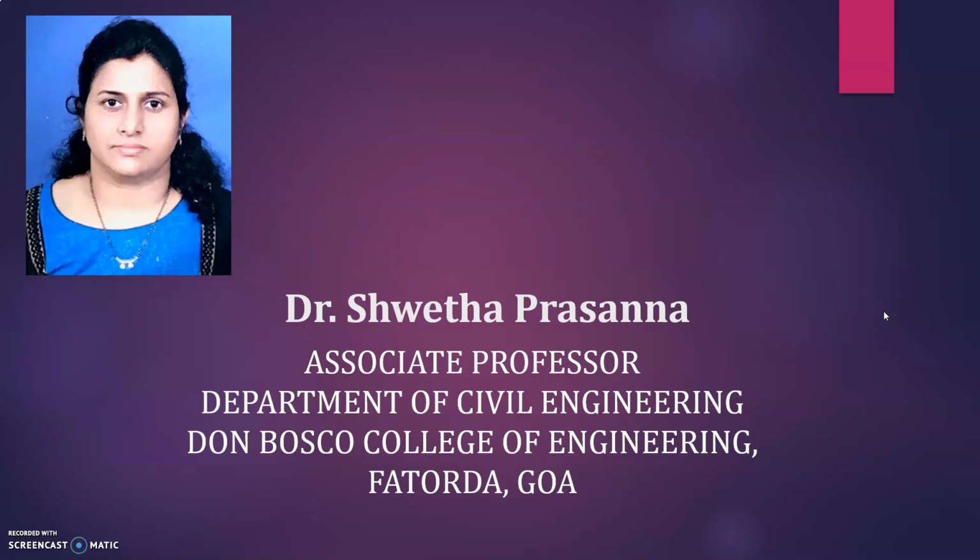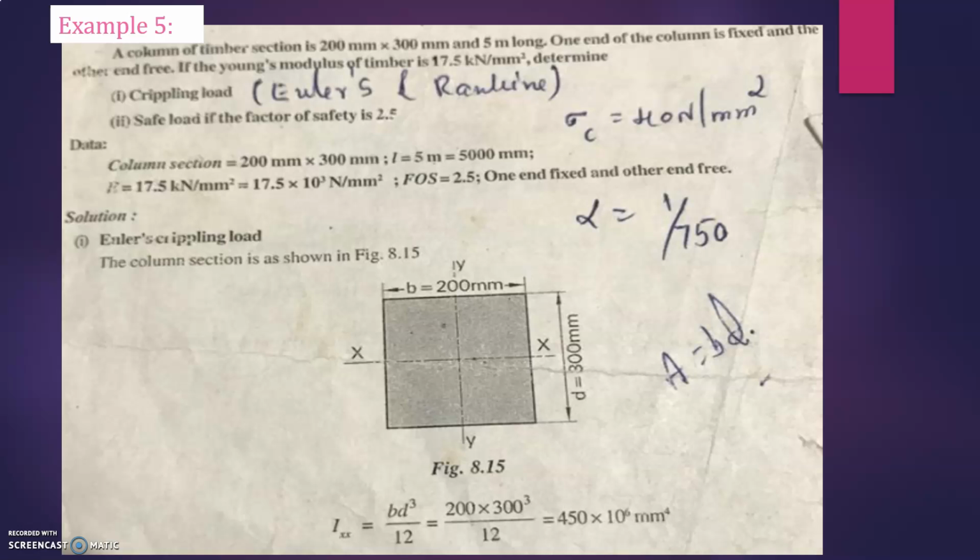Hello, my dear students. Let us take one more example on columns and struts. Let us take this problem. A column of timber section is 200 mm by 300 mm and 5 meter long. One end of the column is fixed and the other end free. If the Young's modulus of timber is 17.5 kilonewton per millimeter square, determine crippling load and safe load if the factor of safety is 2.5.